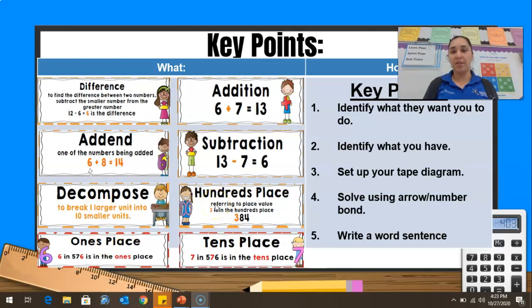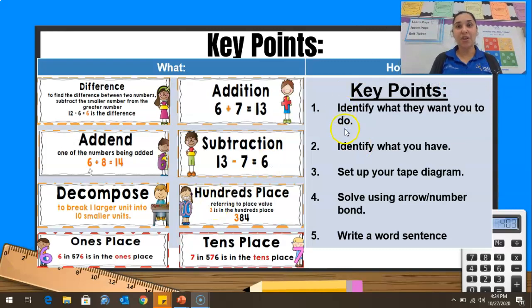Here are the key points, boys and girls. First, you need to identify what you know. And remember, you know that because that's in the question. You then, key point number 2, you have to identify what you have. Remember, we go back to the problem and we underline and circle what we know. Step number 3, we have to set up the tape diagram to solve the word problem. Step number 4, we either solve using the arrow or the number bond. And step number 5, it's write a word sentence.